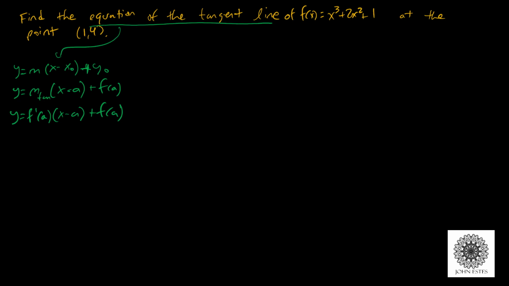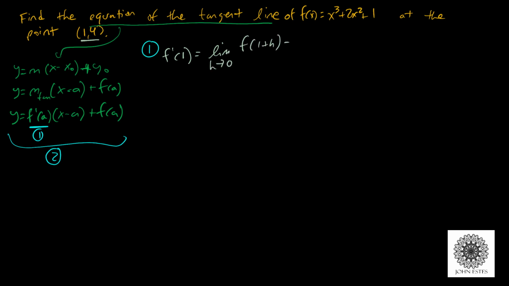And so we can see this is a two-step process. One, can you find f prime of a? And then two, can you find all of this? Okay, so we'll work through both of those. Starting out with one, we look to the definition of the derivative. So the derivative at my x coordinate 1, because that's the point I'm dealing with, (1, 4), is the limit as h approaches 0 of f of 1 plus h minus f of 1 all over h.